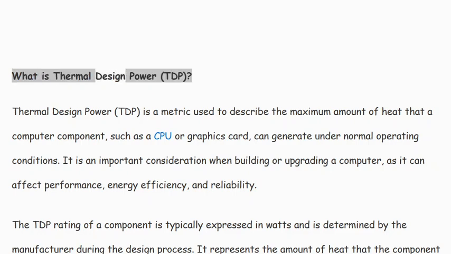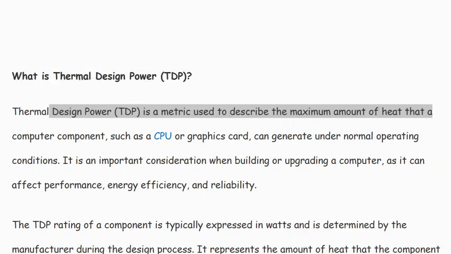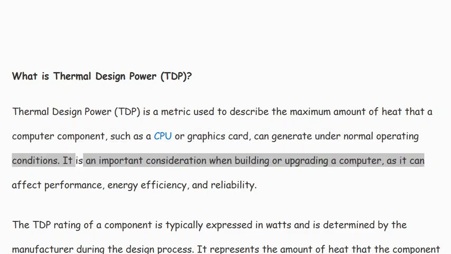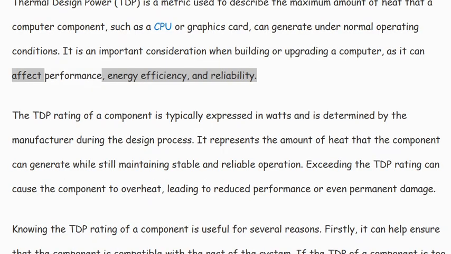What is thermal design power, TDP? Thermal design power, TDP, is a metric used to describe the maximum amount of heat that a computer component, such as a CPU or graphics card, can generate under normal operating conditions. It is an important consideration when building or upgrading a computer, as it can affect performance, energy efficiency, and reliability.